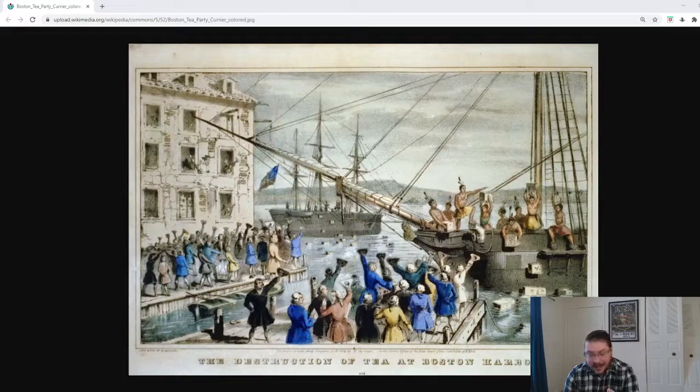Now, at first, there was only like one or two taxes, and the colonists were like, no, we don't have representation in Parliament. You can't tax us. We're not going to use any of this stuff. And these boycotts worked because most of the colonists were behind them, especially the ones who were using this stuff.